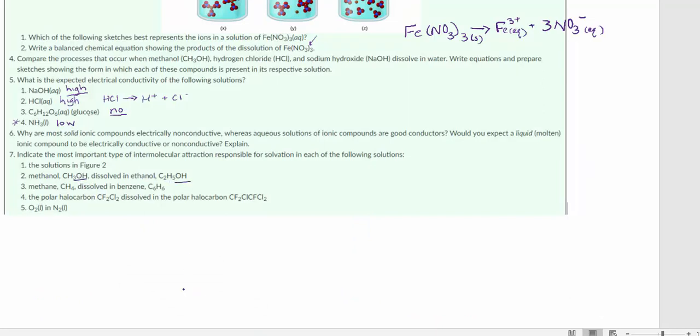Between methane and benzene, we have dispersion forces. Between a polar halocarbon dissolved in a polar halocarbon, we're going to have dipole-dipole interactions. And between oxygen and nitrogen liquids, we're going to form an ideal solution. So we're going to have only dispersion forces, if any forces at all.